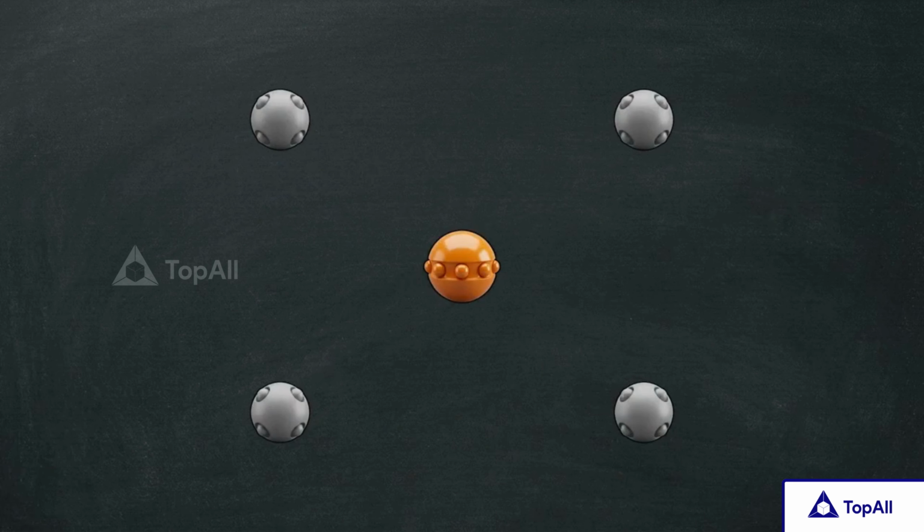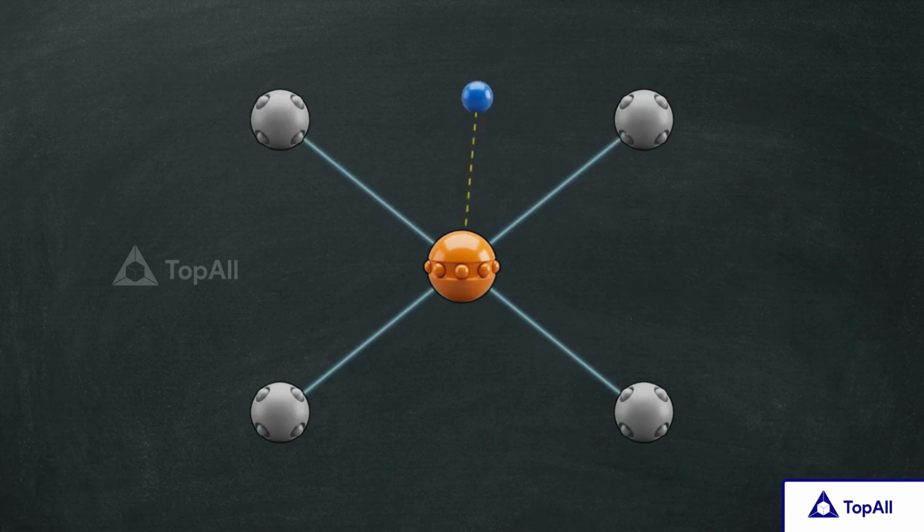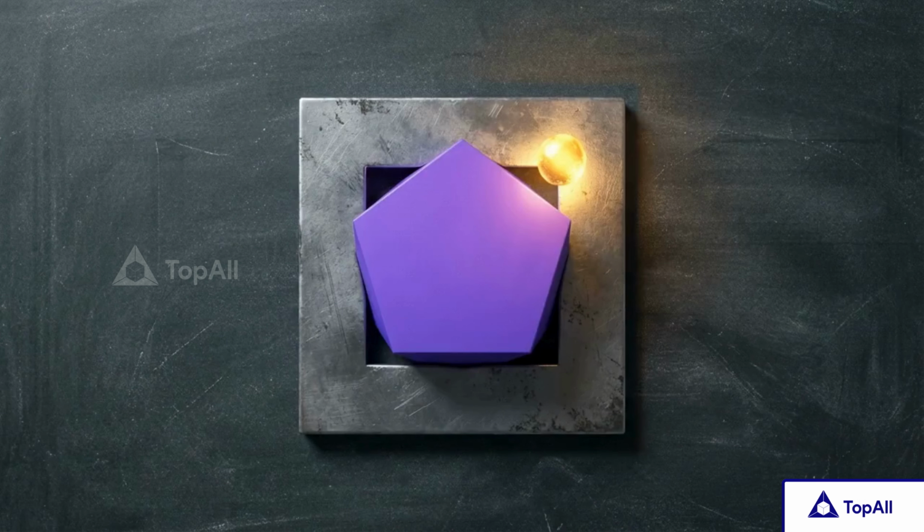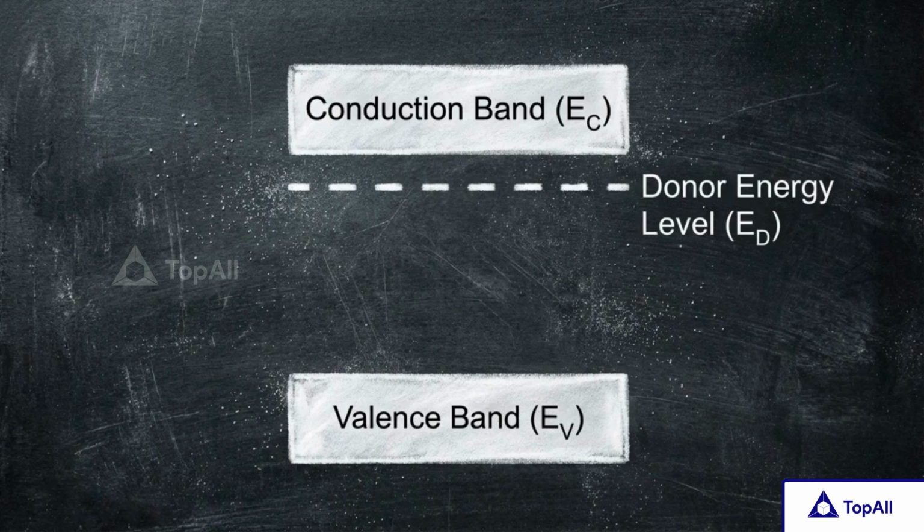Because it has no structural partner in the grid to bond with, it is pushed to the outer edges of the atom's influence, held only by a very weak attraction. By forcing a 5-sided peg into a 4-sided hole, we engineered a free agent electron that exists independently of the crystal's rigid covalent structure. Looking back at our energy map, we can see exactly where this orphaned electron sits.